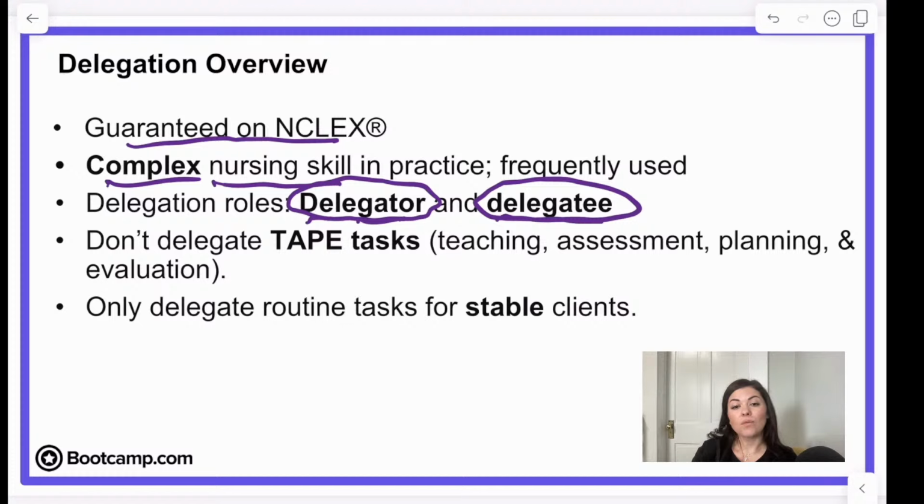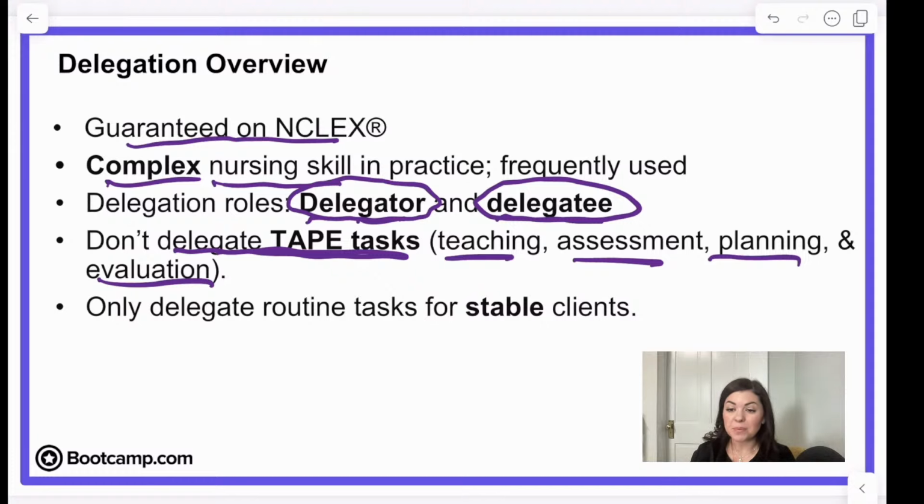So 2 helpful tips I want to go ahead and just stress right now that we can use as we navigate these practice questions on the next couple of slides. The first one is we don't delegate TAPE tasks. So TAPE tasks, it's just a good memory tool, but it's basically saying we're not going to delegate steps of the nursing process that require clinical judgment. So these include teaching, assessment, planning, and evaluation. That is the registered nurse's job.